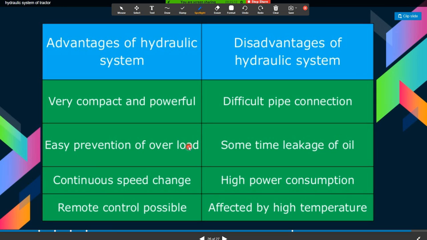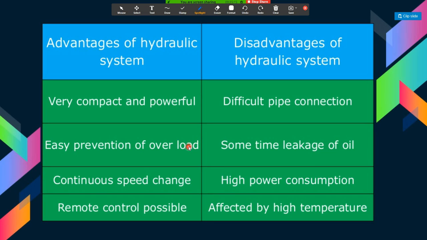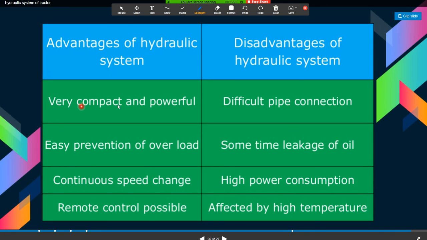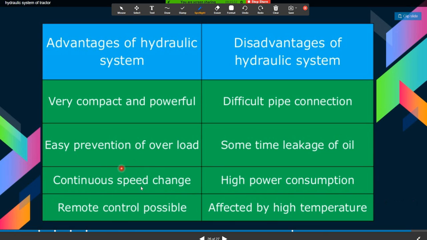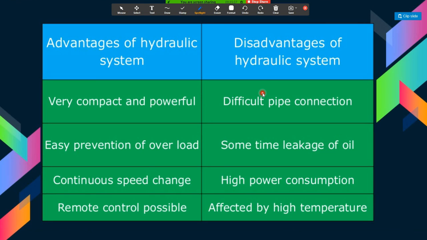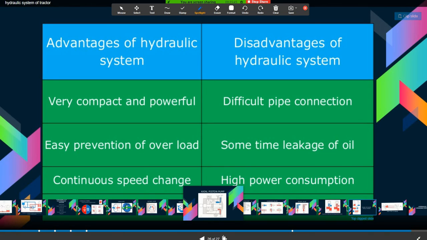Now what are the advantages of the hydraulic systems? What are the disadvantages of the hydraulic systems? So dear students, you can see here the advantages of hydraulics: it is very compact and powerful, it easily prevents overload, speed can be changed continuously, and remote control is possible. What are the disadvantages of the hydraulic system? Pipe connections are difficult, there is sometimes leakage of oil, high power consumption, and it is affected by high temperature.